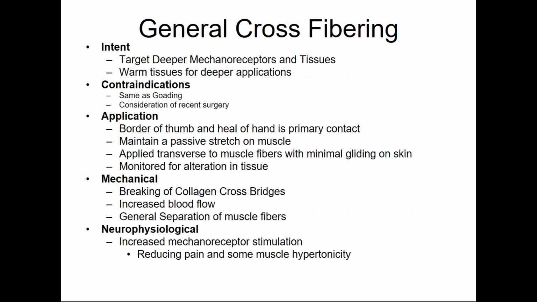General cross-fibering is also used generally to reduce pain. It has some ability to reduce muscle hypertonicity because it's increasing the amount of pressure. Gliding is very light. General cross-fibering is heavier. You're using more of the thenar eminence, the edge of your thumb, and the heel of your hand to create the application. General cross-fibering is also used to warm the tissues, especially deeper tissues that we want to affect.